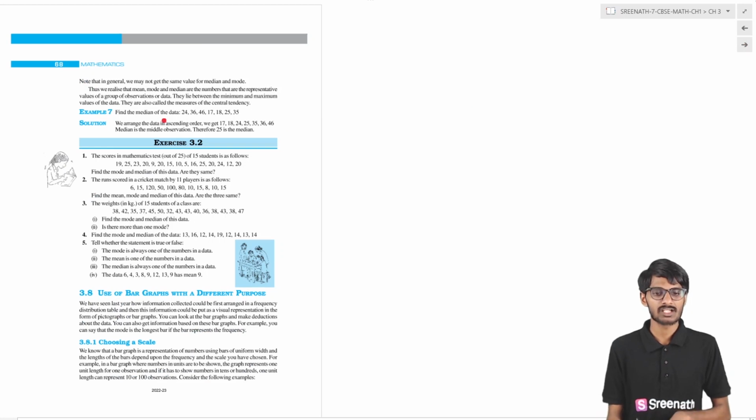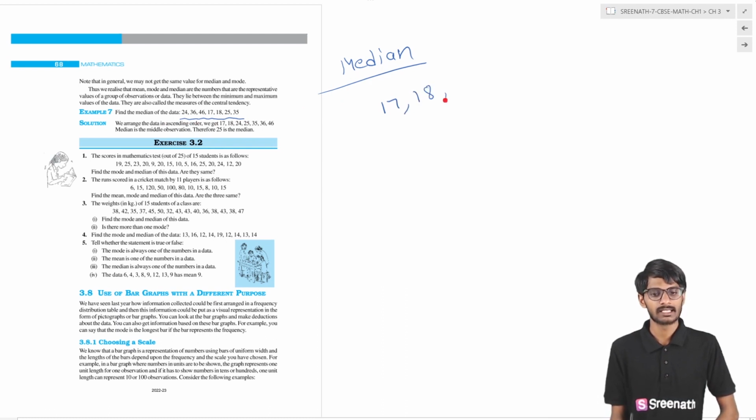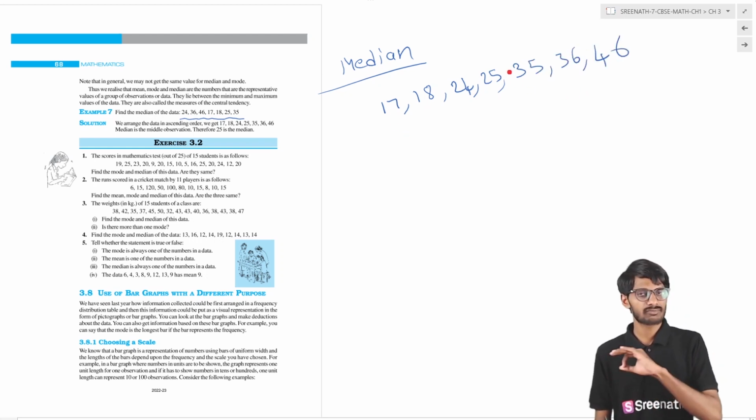So now we'll do an example. Find the median of the data. What do we have to do? First thing is to arrange in ascending or descending order. So what is the smallest number here? That is 17. Up next there is 18. Up next there is 24. Up next there is 25. Up next there is 35. Up next there is 36, 46. So this is the increasing order of the whole data.